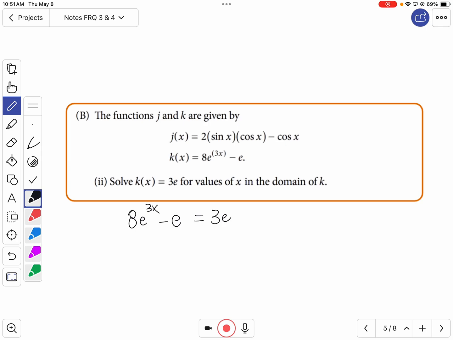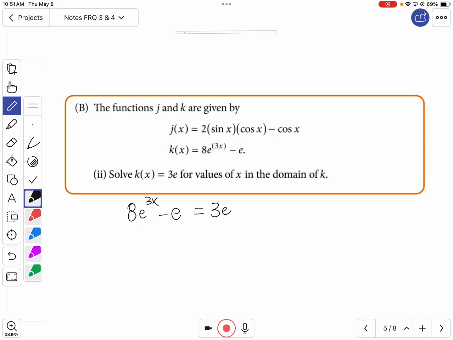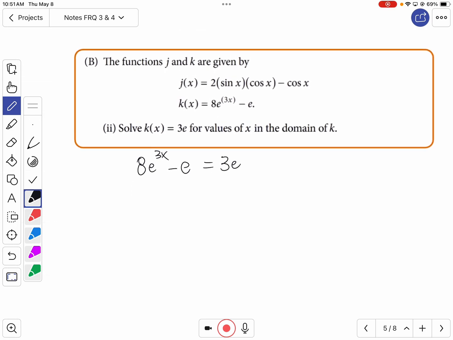I don't know. Let's just see what happens. Okay. My e's don't match, right? So I don't think factoring is going to help there. Let's move that plain e over to the other side where there's another plain e. The worst thing that can happen is you get a bigger mess. You can erase and start over. That's really the worst thing that can happen.